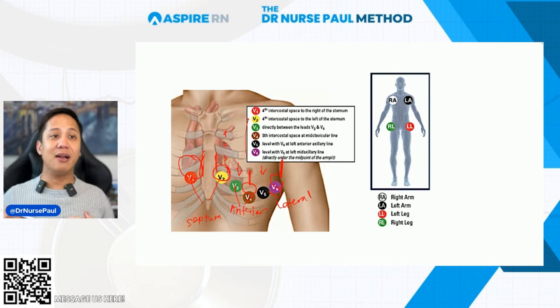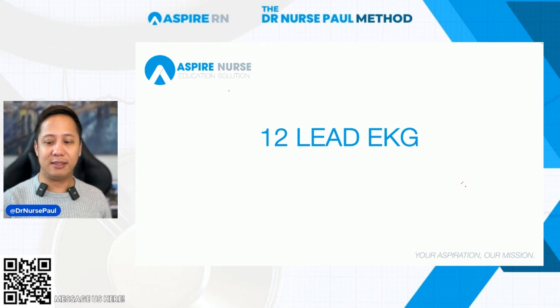You put V1 here, then it's not looking at the septum anymore. It's looking way too far out. You got it? Very important. Now let's go to limb leads. All right, sorry about that.